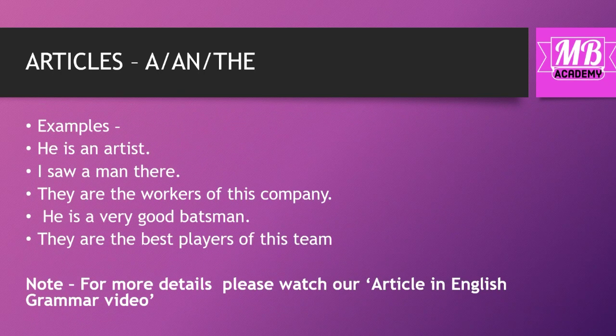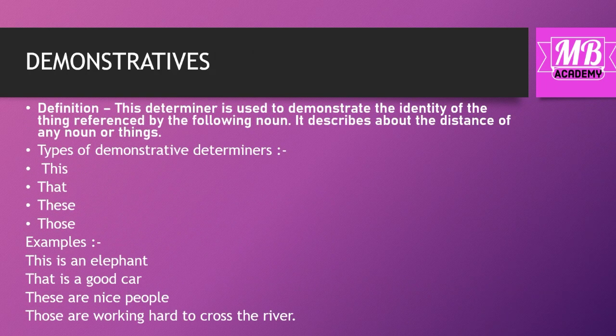Now you can understand through examples. Here I have given some examples. He is an artist. I saw a man there. They are the workers of this company. He is a very good batsman. They are the best players of this team. Note: for more details, please watch our articles in English grammar video.